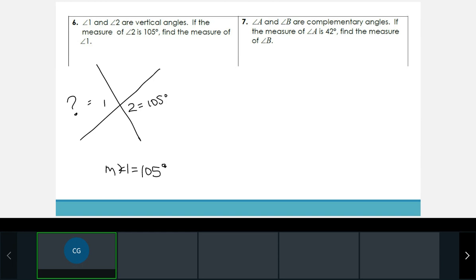So in number 7, our keyword here is complementary. Complementary means they sum to 90. So I better see a 90-degree angle in your picture. And there's two angles that make up that 90-degree angle, angle A and angle B. What does the line with the angle symbol mean? Camilla, do you mean this thing right here?